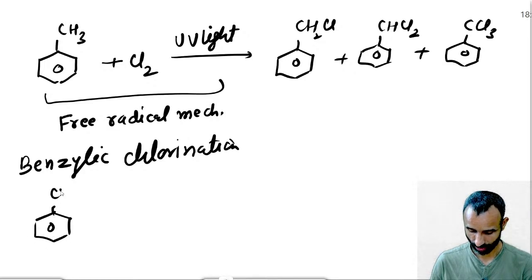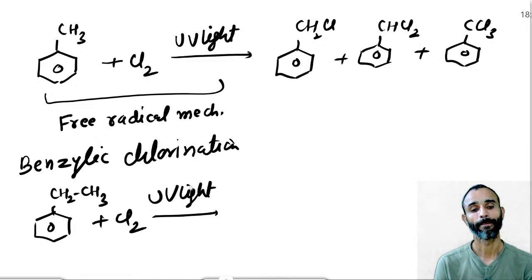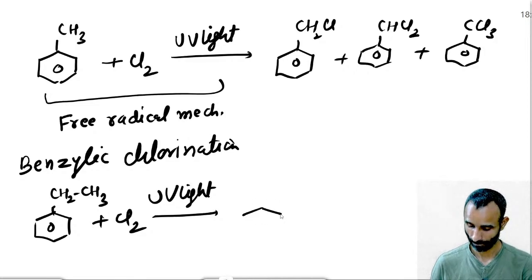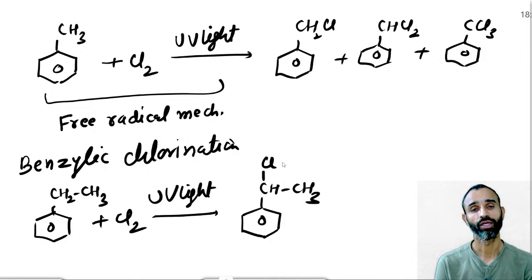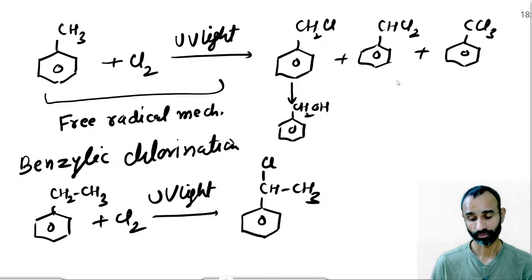What if we have ethylbenzene? So what is the product formed? Keep in mind it is always the benzylic position which is chlorinated first. So in this case, if we hydrolyze it, we get benzyl alcohol. Hydrolysis, even in the presence of KOH or even H2O, will serve the purpose.